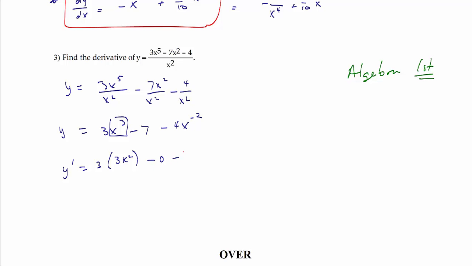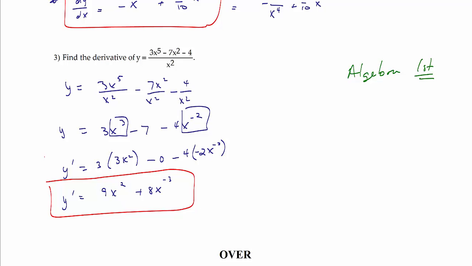And then on the last one, I have a negative 4 times the derivative of x to the negative 2. So I bring down my exponent, and then I decrease my exponent by 1. So negative 2 minus 1 becomes a negative 3. And now cleaning this up, we have 9x squared minus 0, that goes away, and then a negative 4 times a negative 2, so plus 8x to the negative third power. And there's our derivative.